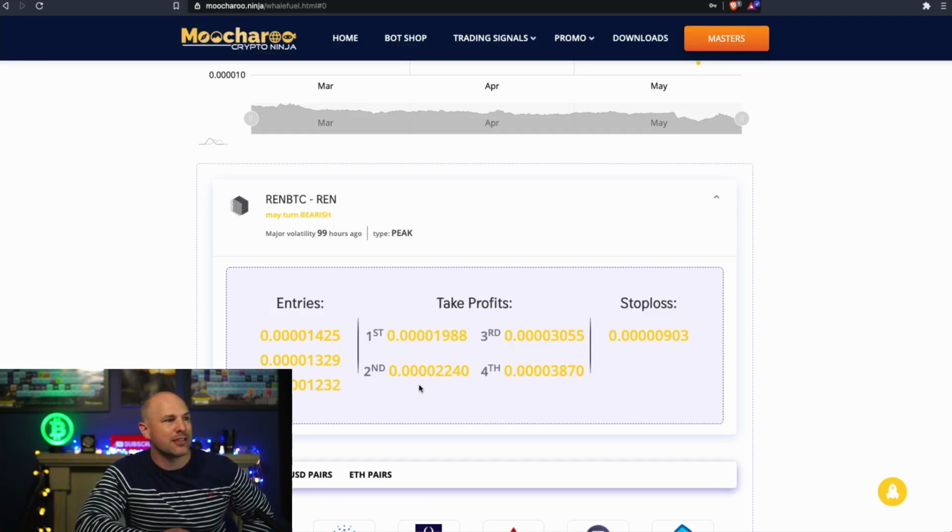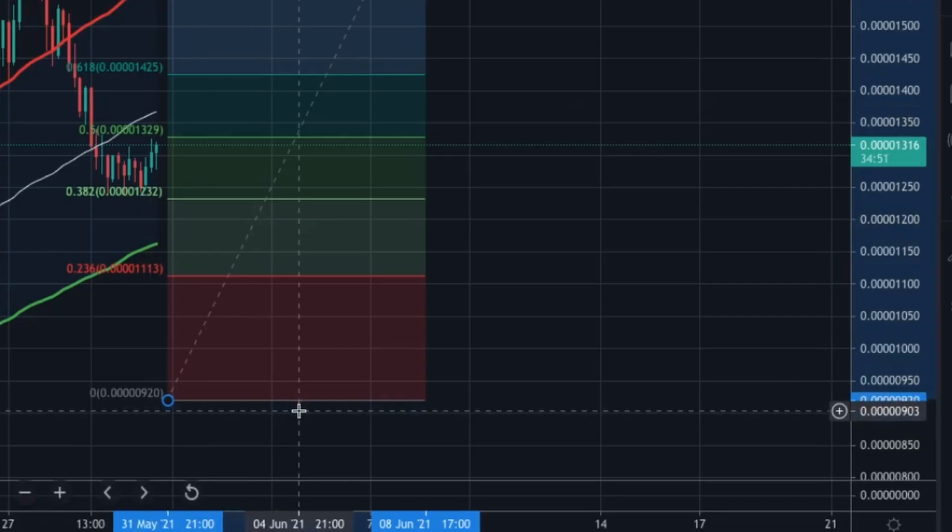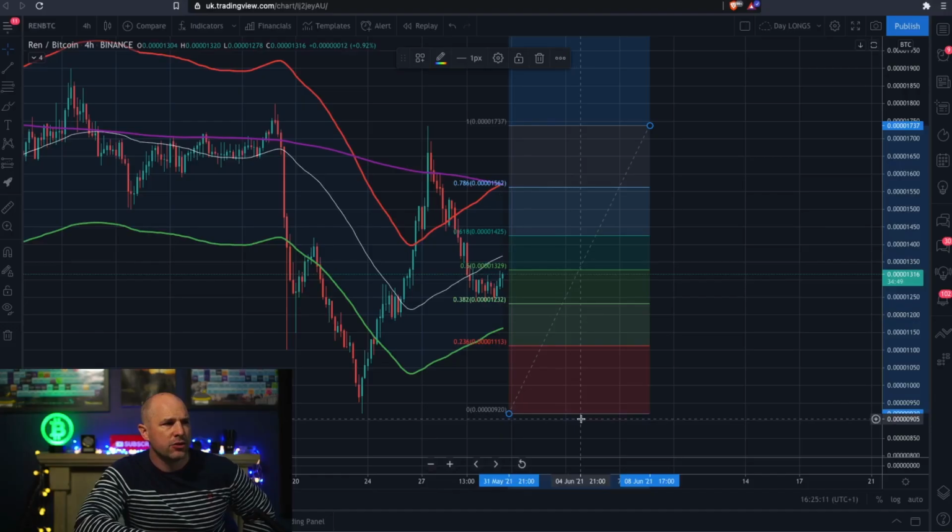And when it comes to take profits, this is where we're going to take profits. So 1988, 22.44, and with these again, we've got 4 take profit points. So if you've got 20 lots all in, then you just basically put 5 lots on each of these sales, so 25% on each one. Plus, don't forget the stop loss as well at 903. So if we have a look here, 903 would be just down here somewhere, just below the bottom of the previous dip.